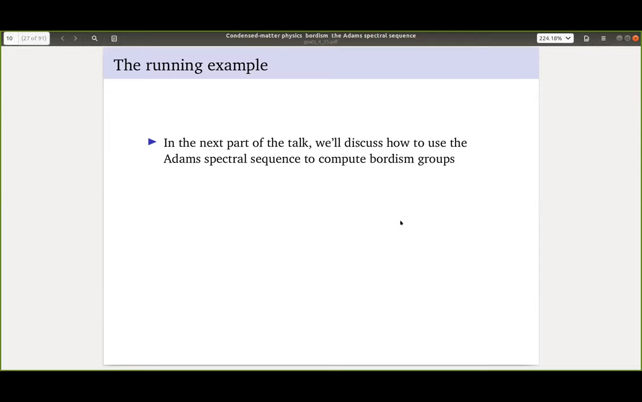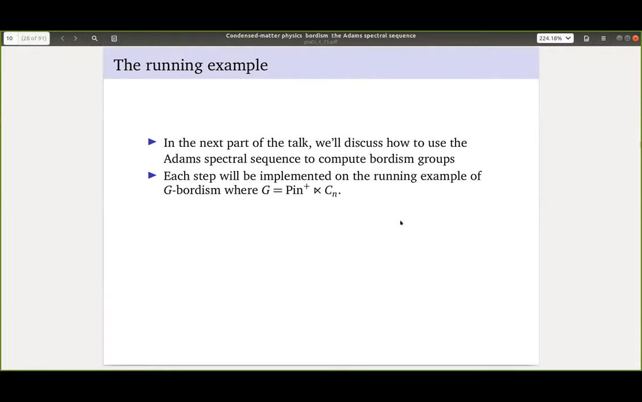All right. So coming up next, the atom spectral sequence. There are several steps, and some of them are easier, and some of them require either ingenuity or trying everything until you run out of ideas. I'm going to show you what those steps look like on a specific example, and that's G-Bordism for this particular group. Great, that's maybe not everyone's first example of a Lie group.